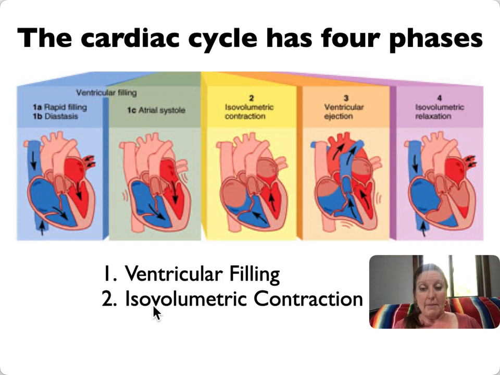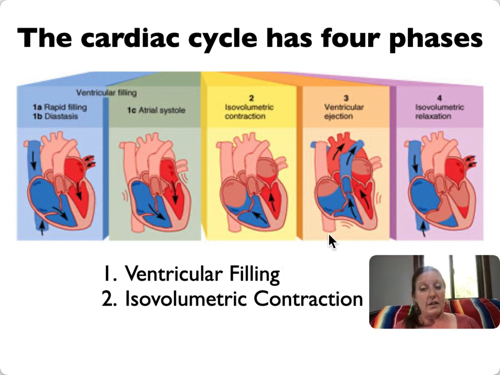The next phase, which we see here, is isovolumetric contraction. Iso means same, volumetric means to measure, and we know that the ventricles are contracting. So what this tells us is that during this phase, the ventricles are contracting, but there is the same volume of blood in the ventricles. In other words, they're squeezing, but they can't get anything out yet.